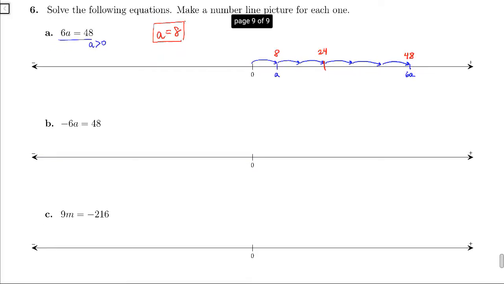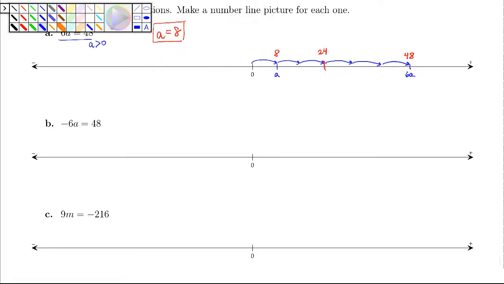Now, looking at this picture, I have negative 6 times some number equals 48. And if I think about this, if A is a positive number, then negative 6 times a positive number would be negative, so it can't possibly be positive 48. So if A is a negative number, I have negative times negative would be positive. That would work out. So A has to be a negative number in this case.